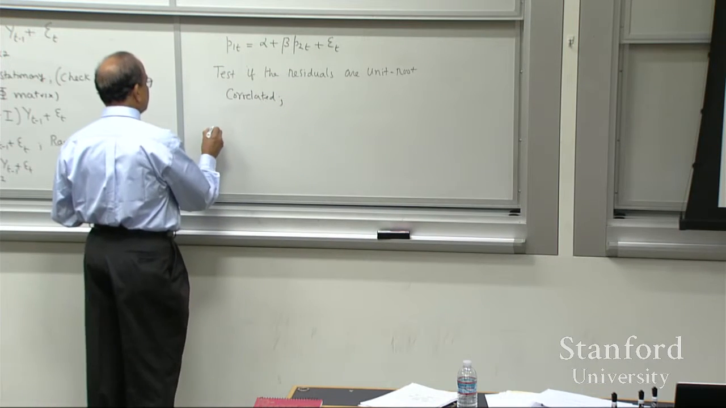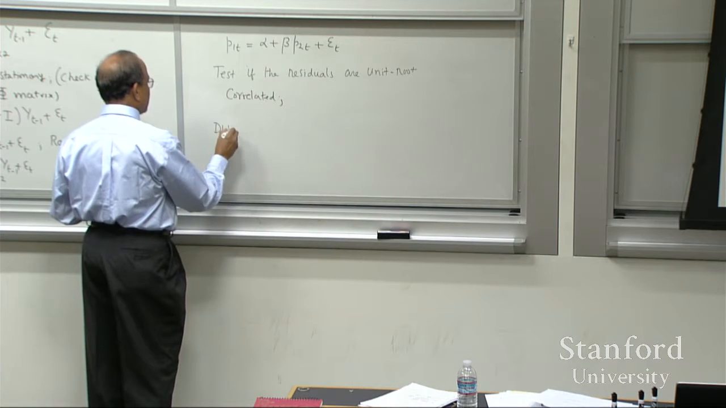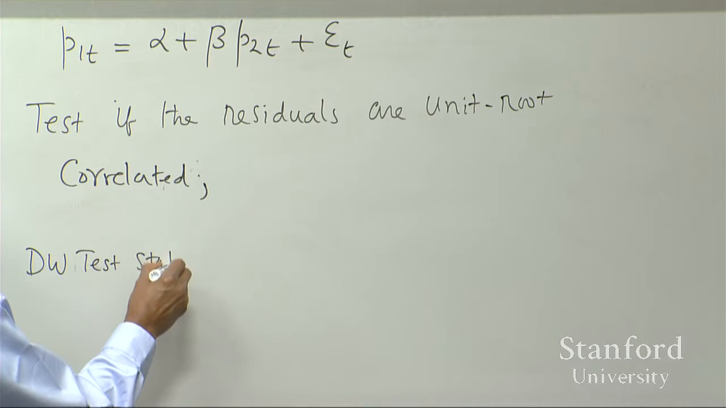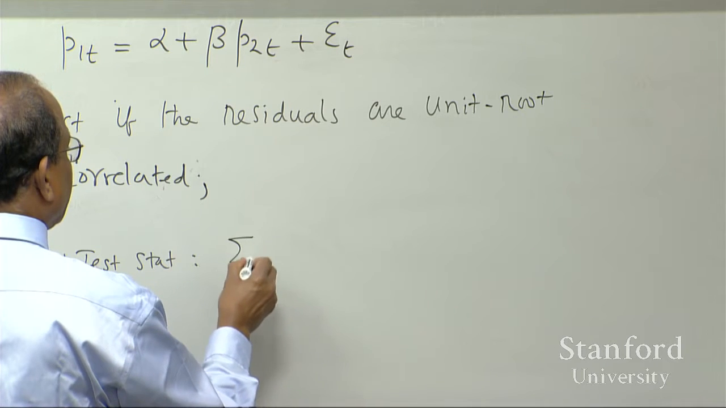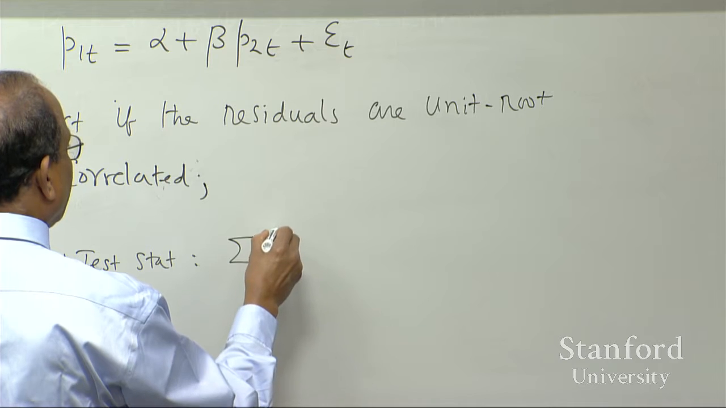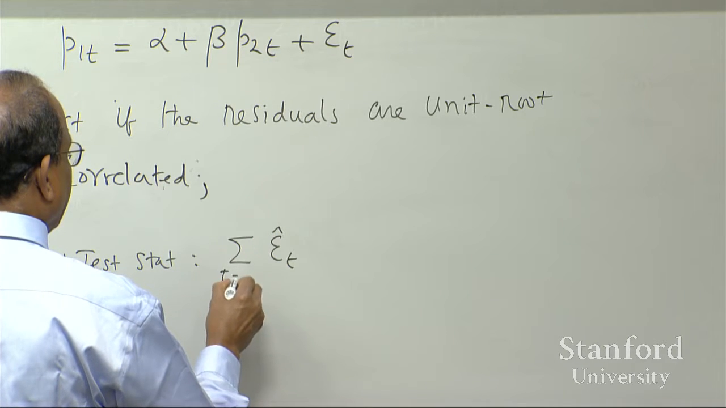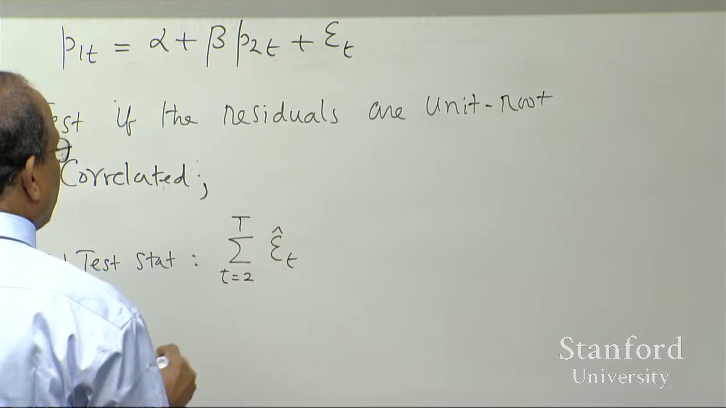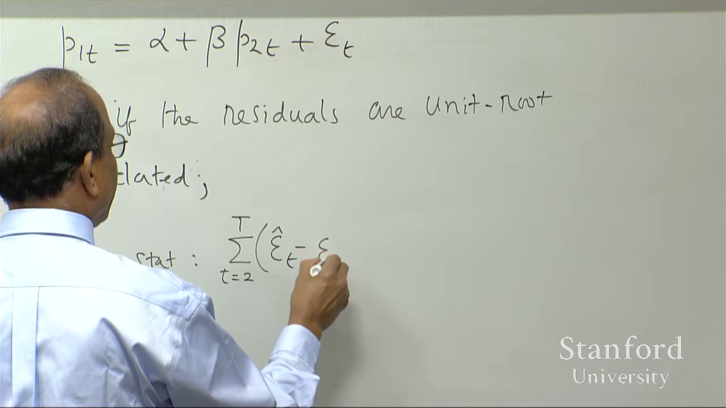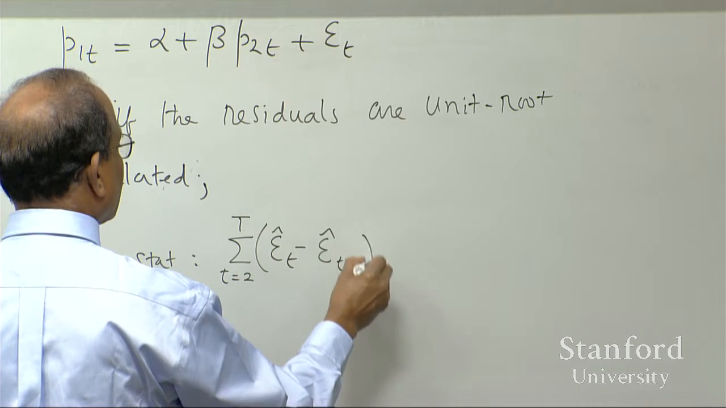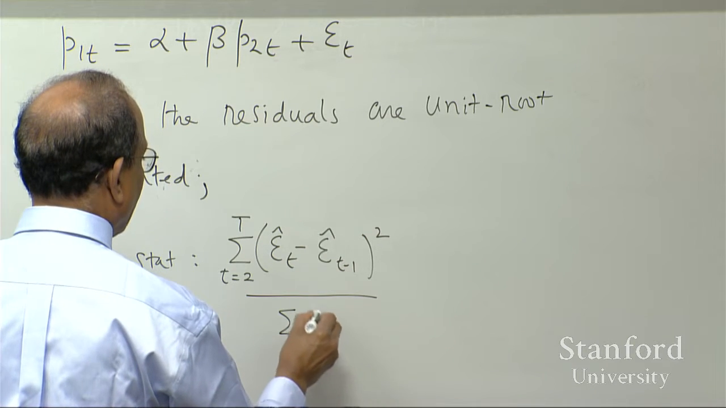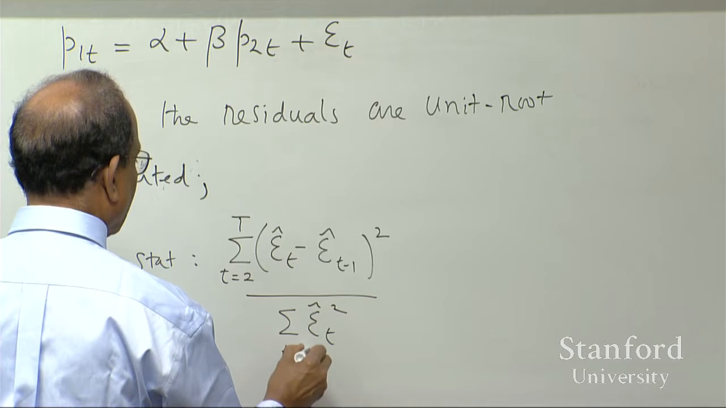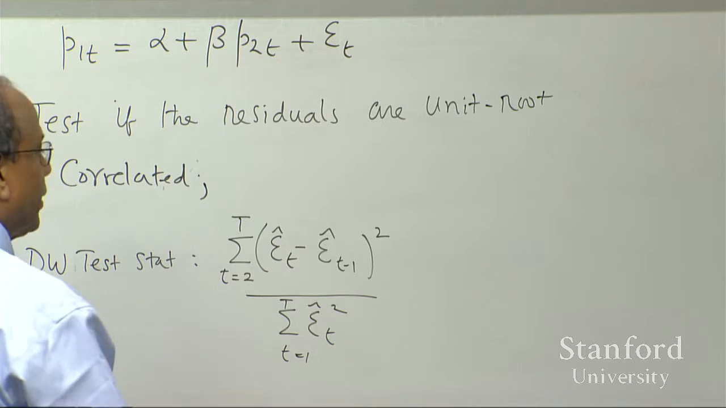So the Durbin-Watson test statistic is based upon the following. You look at the residual terms, epsilon t hat, and sum from t equal to 2 to capital T of (epsilon t hat minus epsilon t minus 1 hat) squared, divided by the sum of epsilon t hat squared. That is the test statistic that you calculate.